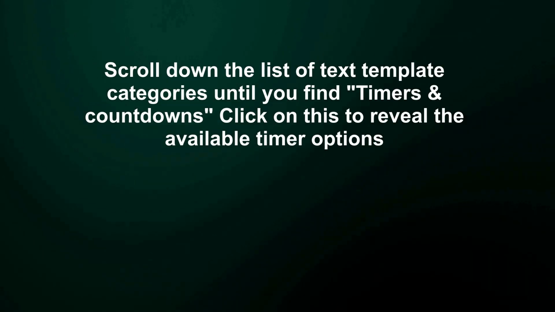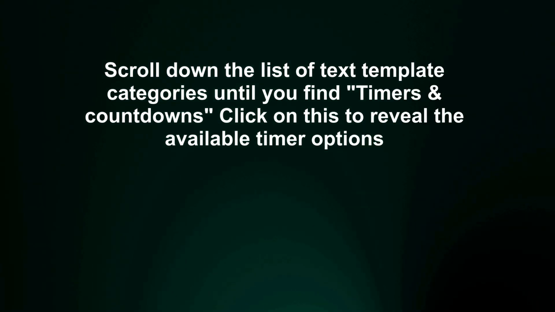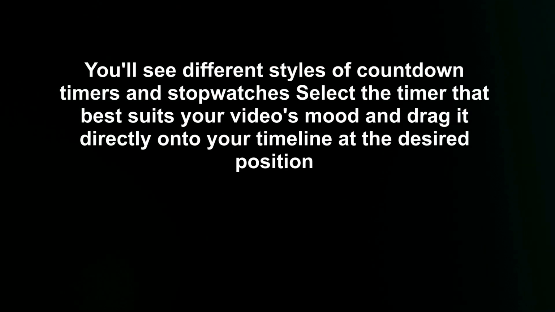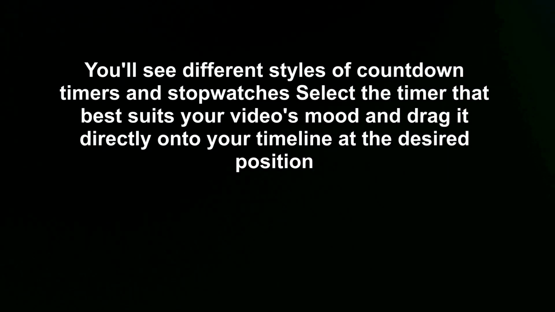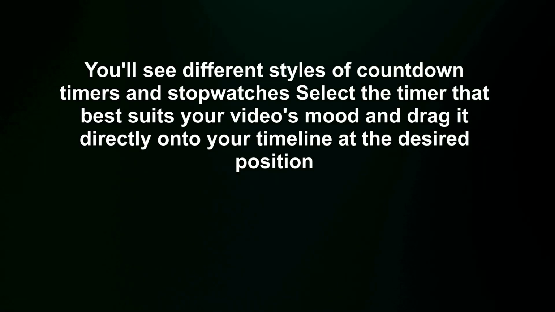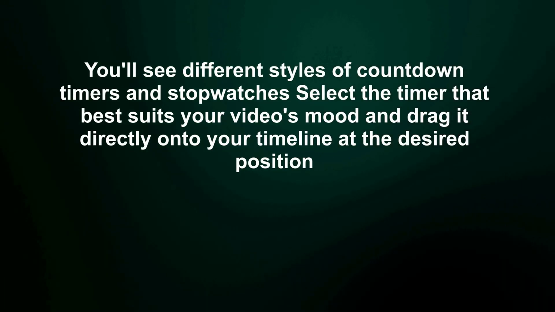Scroll down the list of text template categories until you find timers and countdowns. Click on this to reveal the available timer options. You'll see different styles of countdown timers and stopwatches. Select the timer that best suits your video's mood and drag it directly onto your timeline at the desired position.